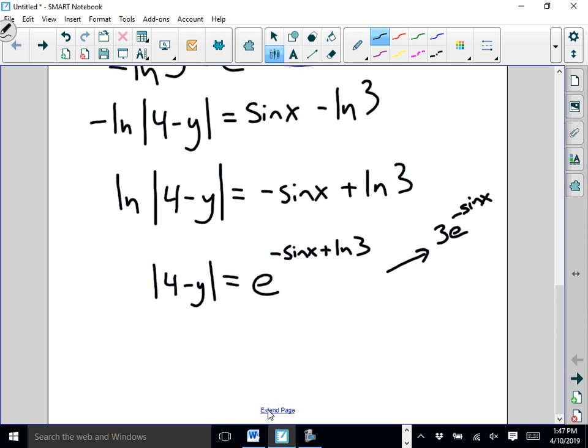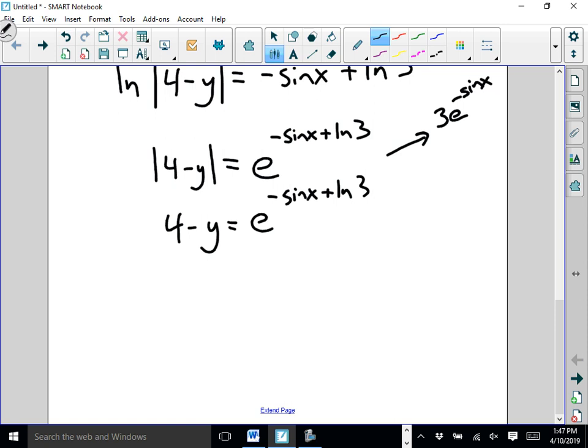Next, when I plugged in my y value, what was inside of the absolute values was a positive number. It was positive 3. I can just drop the absolute value signs, and I can write 4 minus y equals e to the negative sine x plus ln 3. Now I need to solve for y, so I'm going to subtract 4 from both sides, realizing that this negative is staying with the y, right? So negative y equals e to the negative sine x plus ln 3 minus 4.